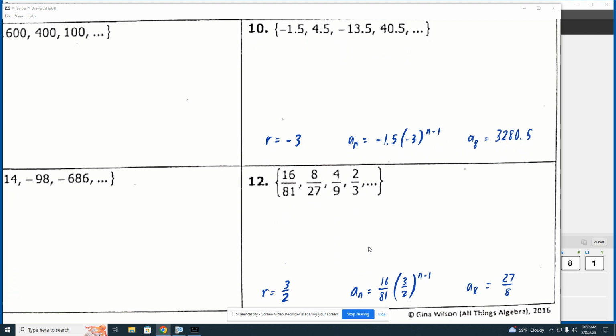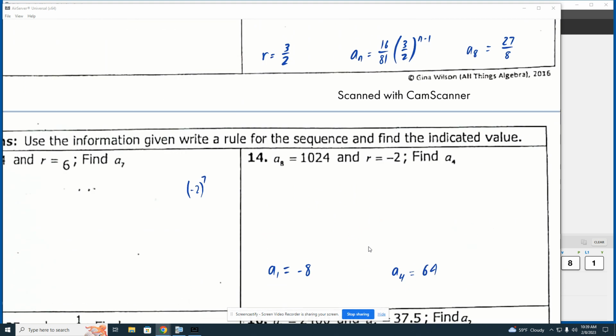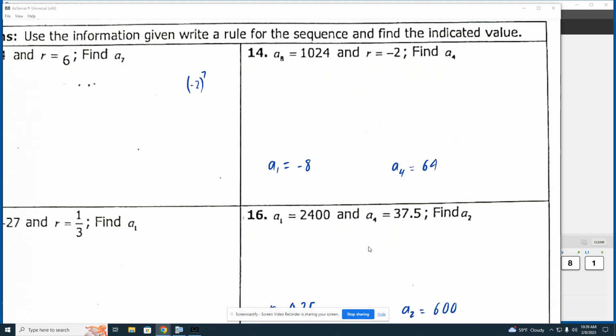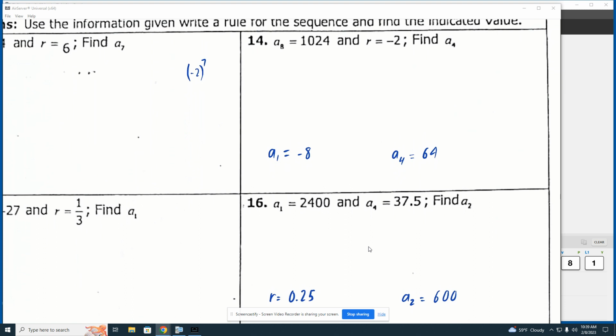In my opinion, the hardest section was the next section. This is where you had to use the equation to kind of work backwards. So here's number 14 and 16, where you had to kind of work backwards with a sub n.